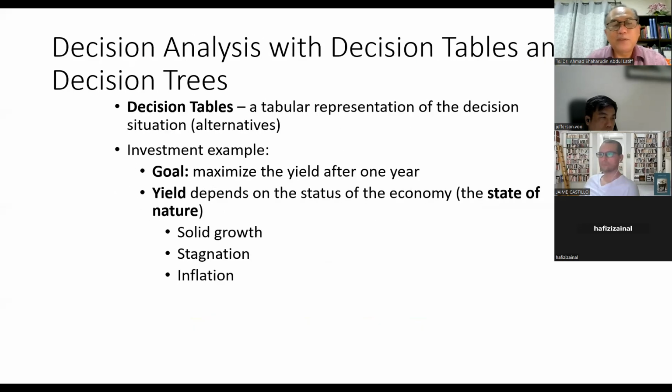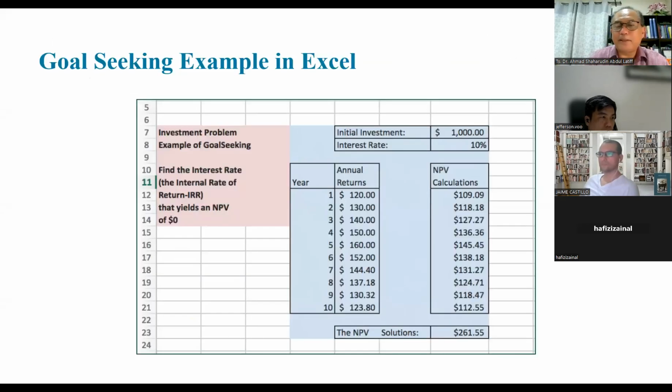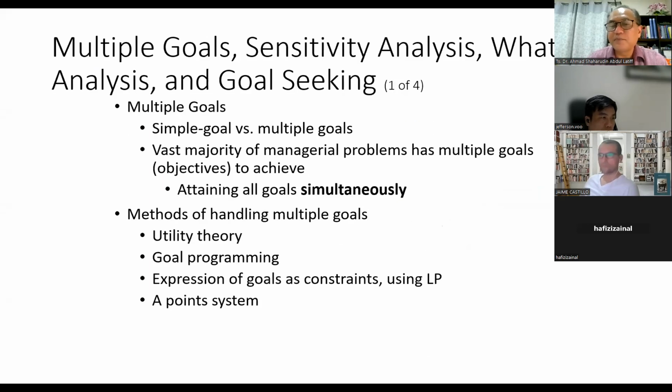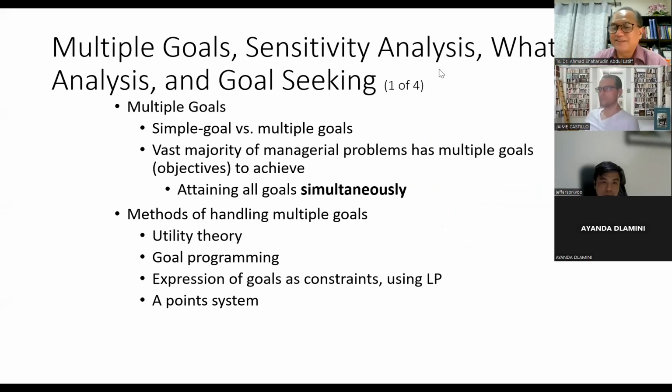Do you need... can we take a break for how many minutes? 10 minutes? Is 10 minutes sufficient? Yeah, we break for 10 minutes and we will start at 9:05. Okay, thank you, Prof.